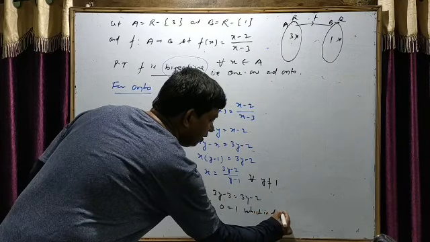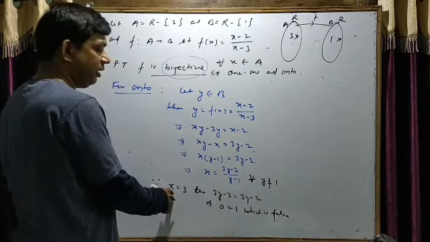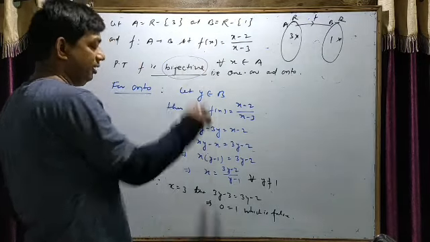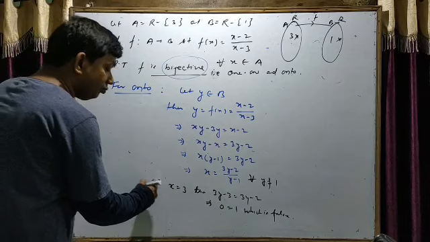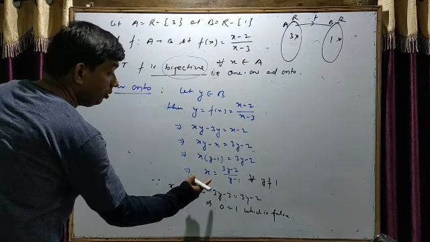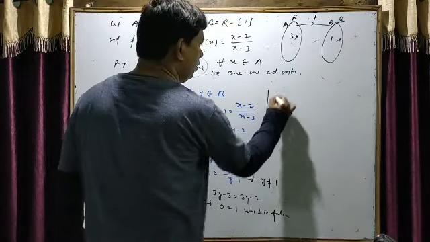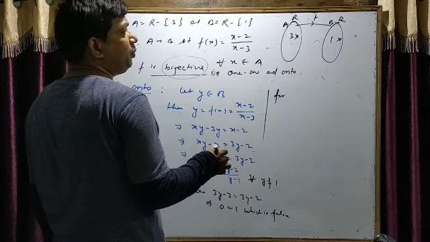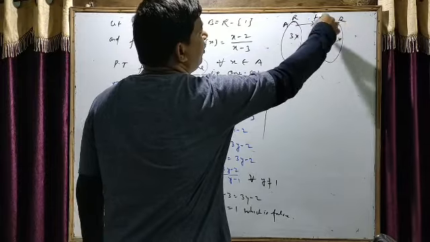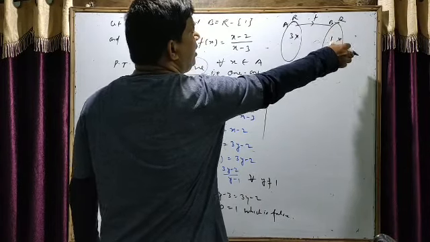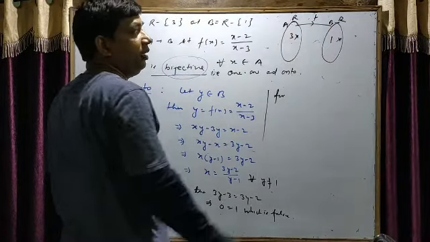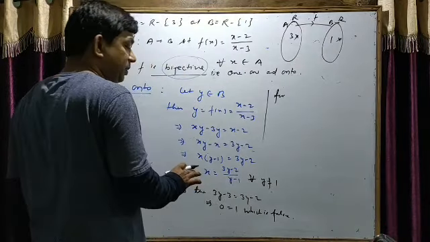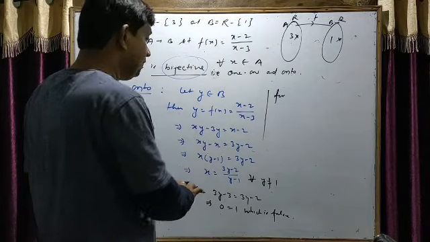Which is false. That means x never 3 and y never 1. So that is why it is written here. Moving on to what I have to show, I have to prove every element of this set B has at least one pre-image in set A. Otherwise we can show range equal to codomain. That means f of x equal to y.